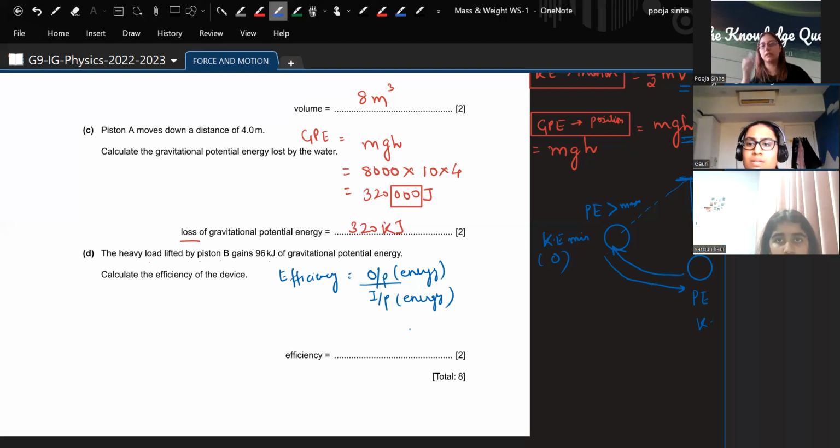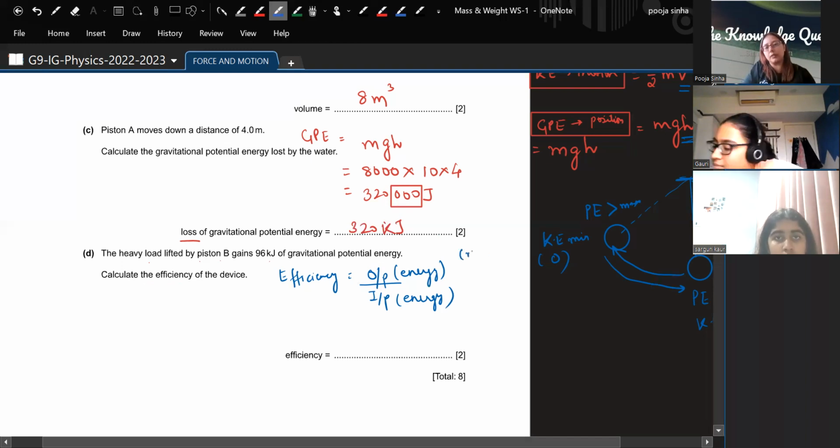ऊपर भी energy, नीचे भी energy, energy का unit cancel out हो जाएगा. So efficiency will never have a unit. Another point to be noted, no unit here. ठीक है? Next, efficiency, इसके बारे में कुछ 2-3 points लिख लेते हैं.